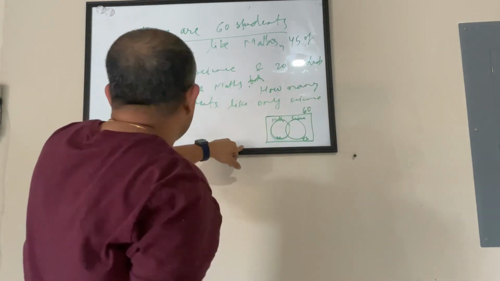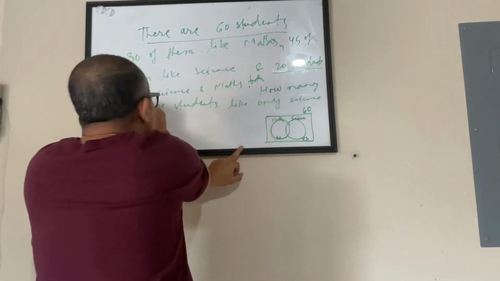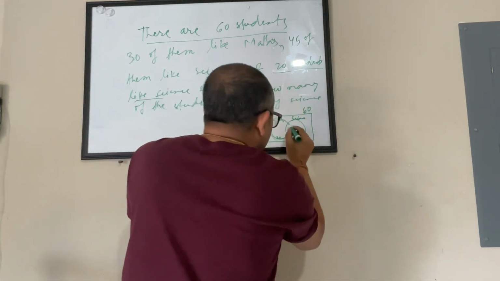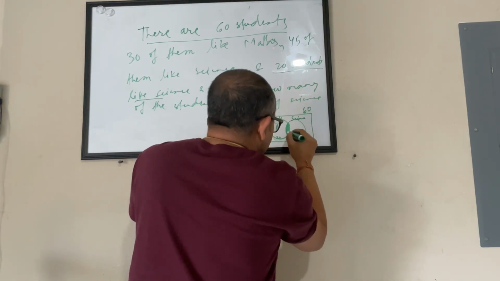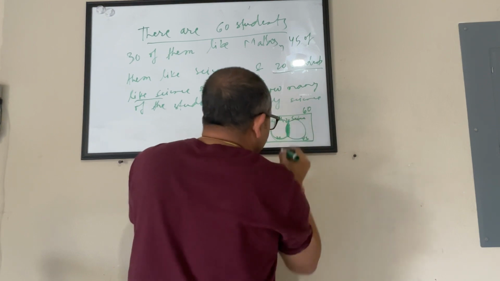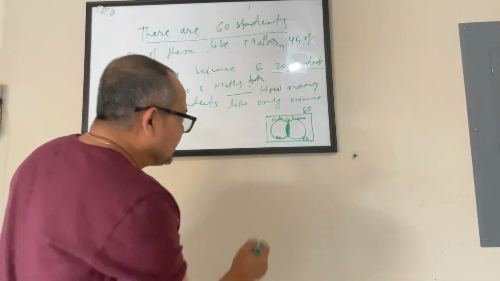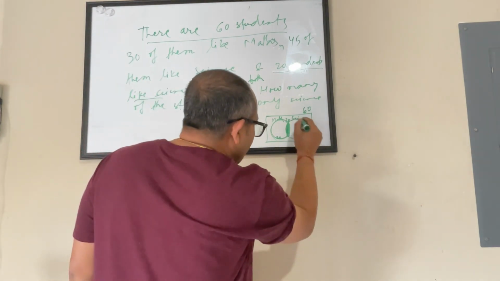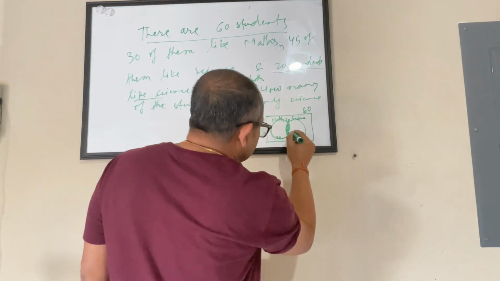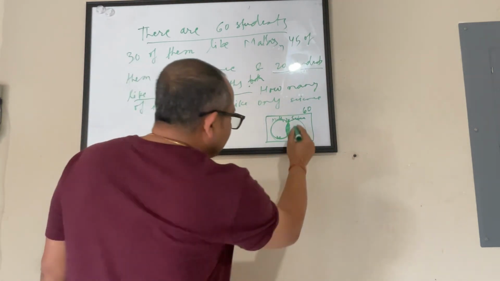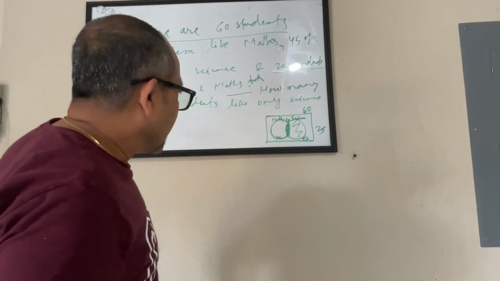Nothing going from outside. Now 20 students like science and math both. So this is my intersection between these two circles. This is the group of 20 students who like science and math both. Now total students for science is how many? 45. This is taken 20, so the part remaining is 25. What is this part and what is this part?